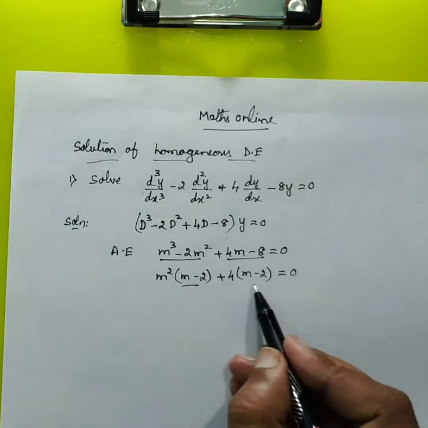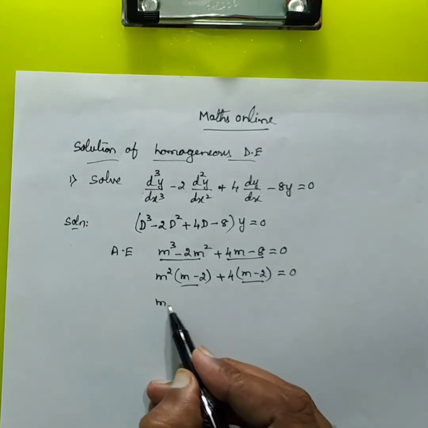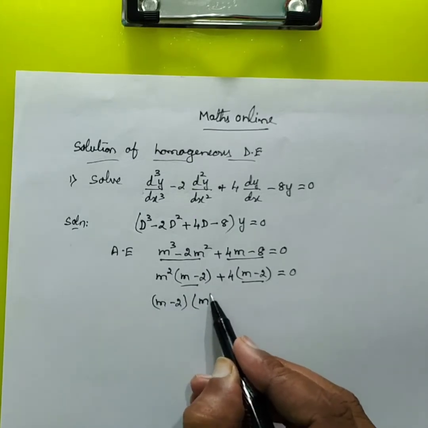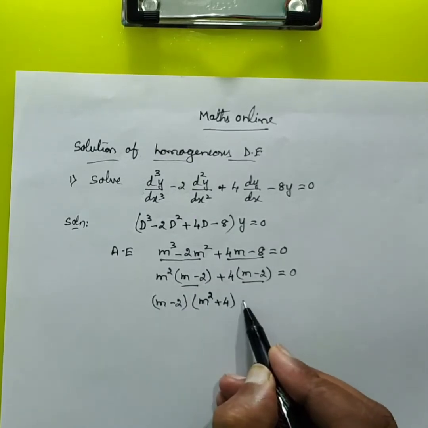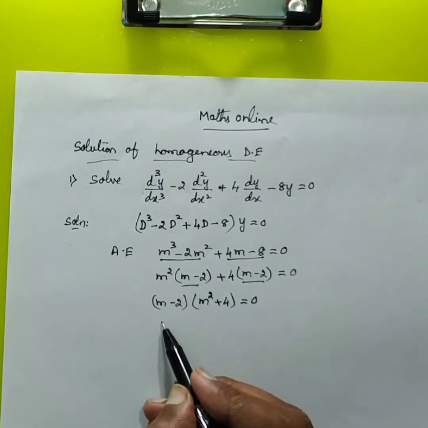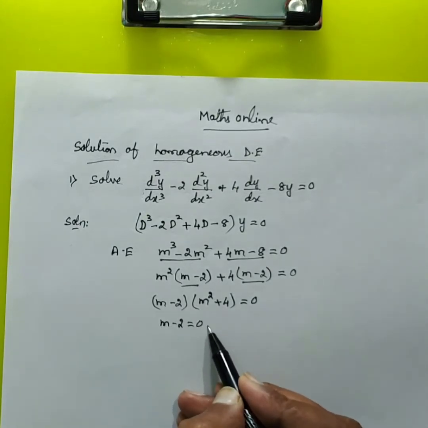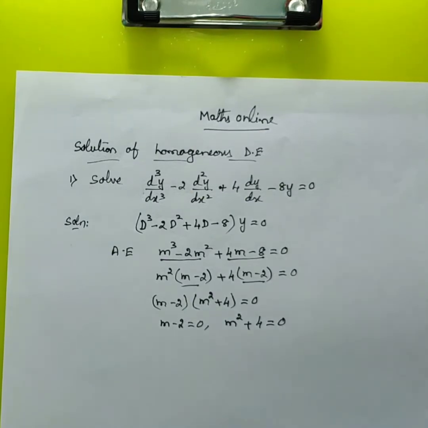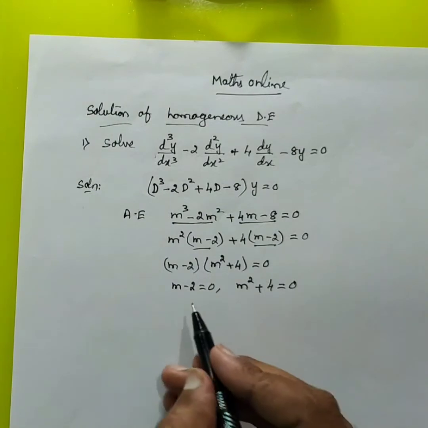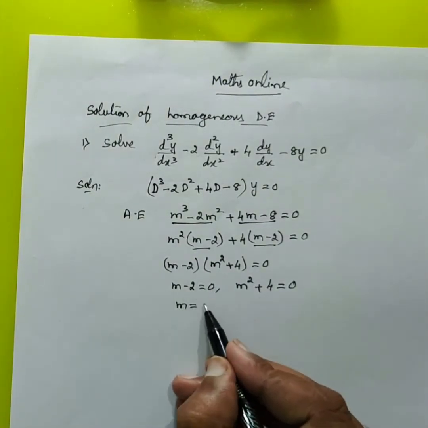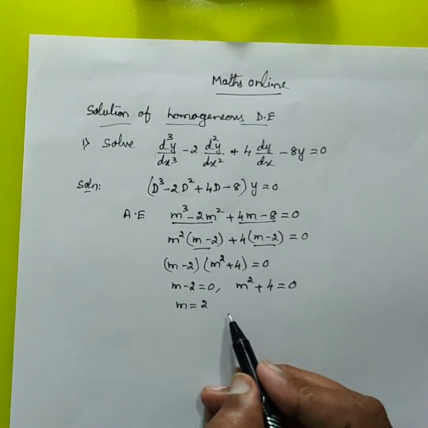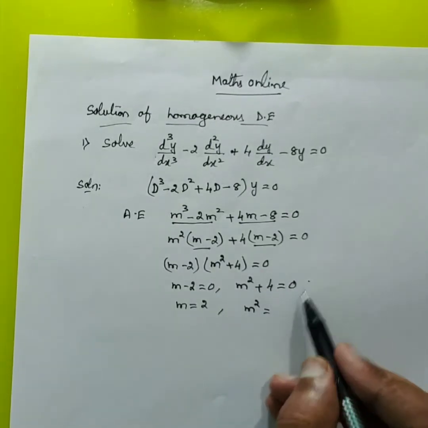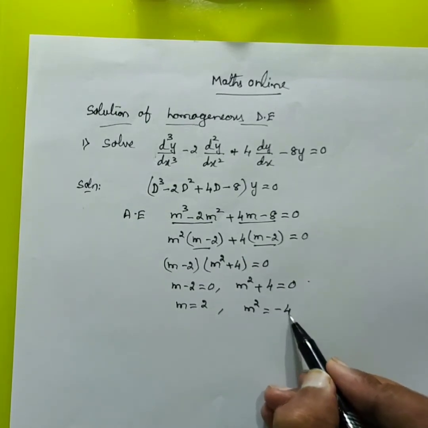Further you can see that m minus of 2 is common. So if I take m minus of 2 common outside, you will be left out with m square plus 4 is equals to 0. Or m minus 2 is equals to 0 and m square plus 4 is equals to 0. So therefore you can write here m is equals to, minus 2 goes on the other side, becomes plus 2. So m will be equals to 2. So m square over here will be, take this plus 4 on the other side, it becomes minus of 4.